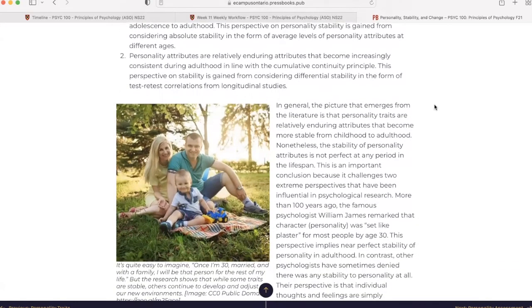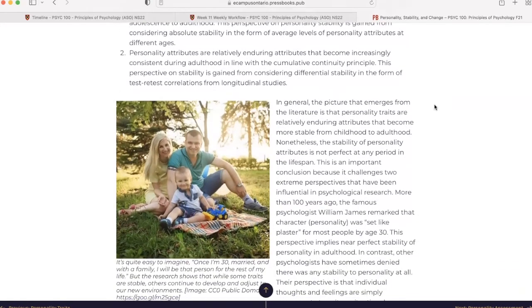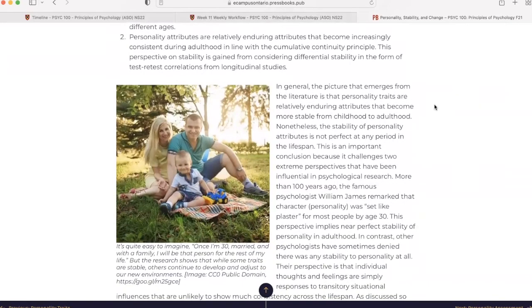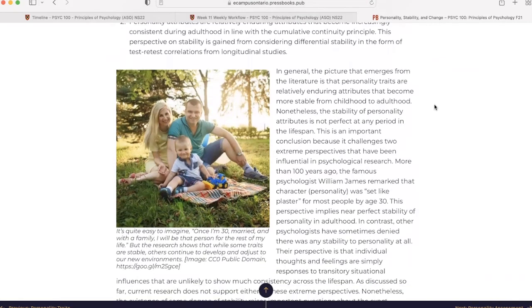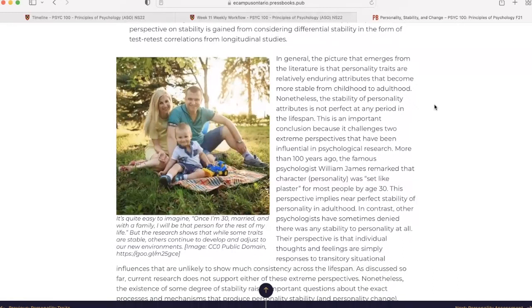This perspective on personality stability is gained from considering absolute stability in the form of average levels of personality attributes at different ages. Two, personality attributes are relatively enduring attributes that become increasingly consistent during adulthood in line with the cumulative continuity principle. This perspective on stability is gained from considering differential stability in the form of test-retest correlations from longitudinal studies. In general, the picture that emerges from the literature is that personality traits are relatively enduring attributes that become more stable from childhood to adulthood.